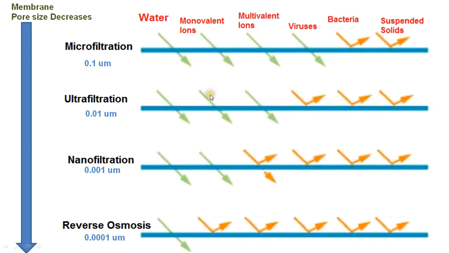UF membrane will reject viruses also. Nanofiltration will somewhat reject the multivalent ions that are present in the water. And the RO membrane is the best filtration membrane. It removes all the unwanted substances that are present in the water, and it makes the water drinkable.